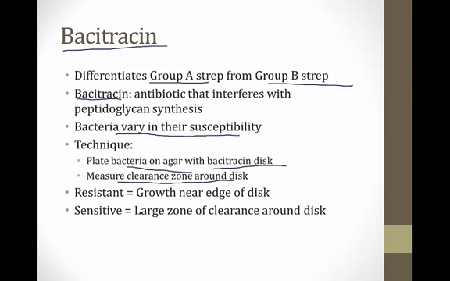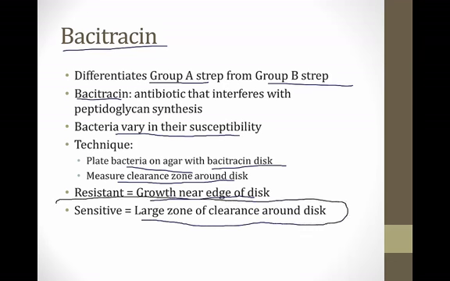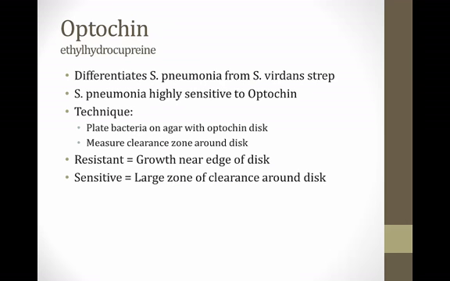So resistant bacteria will grow near the edge of the disc, and sensitive bacteria will have a large zone of clearance around the disc, telling you that the bacteria is sensitive. The next antibiotic sensitivity test is the optochin sensitivity test. Optochin is also called ethyl hydrocuprein, and its use is to differentiate strep pneumo from strep viridans.